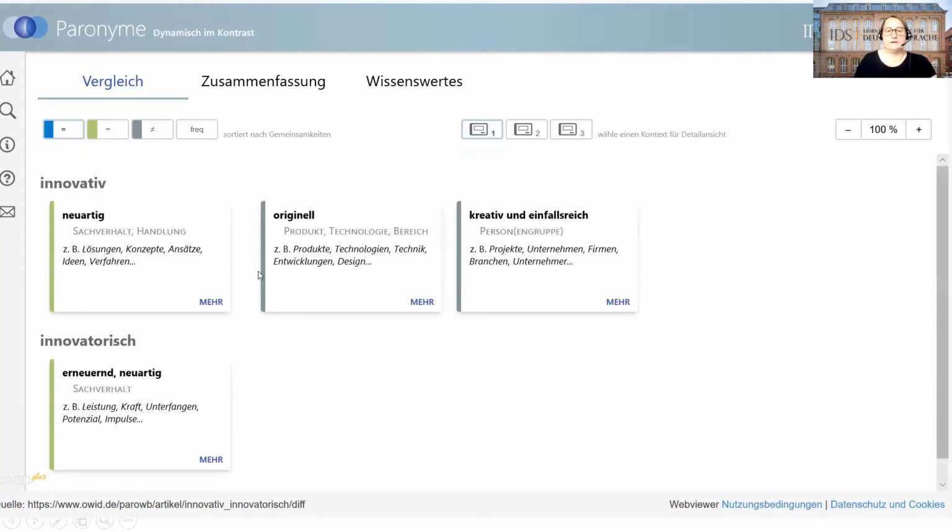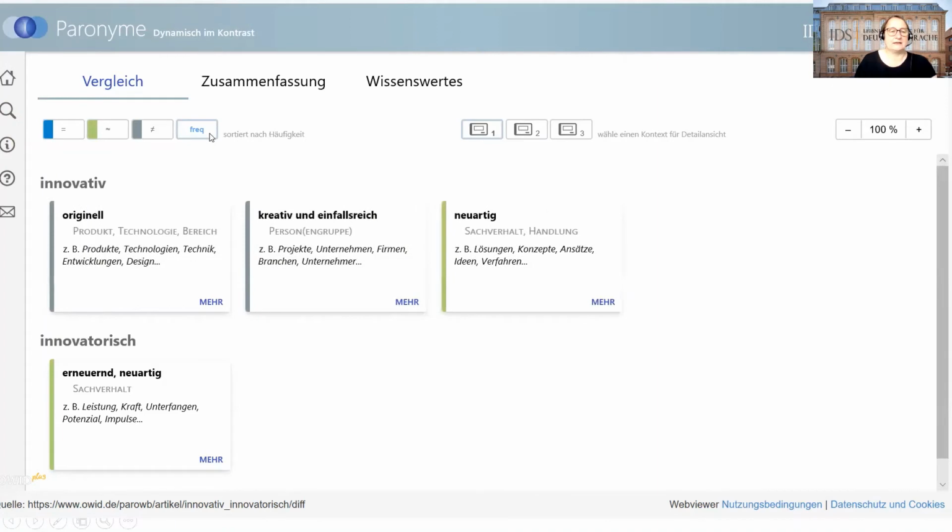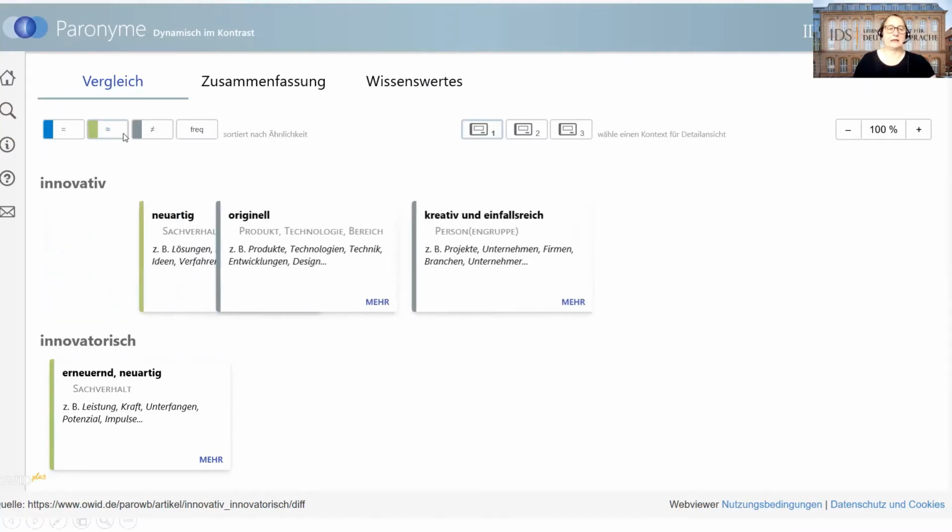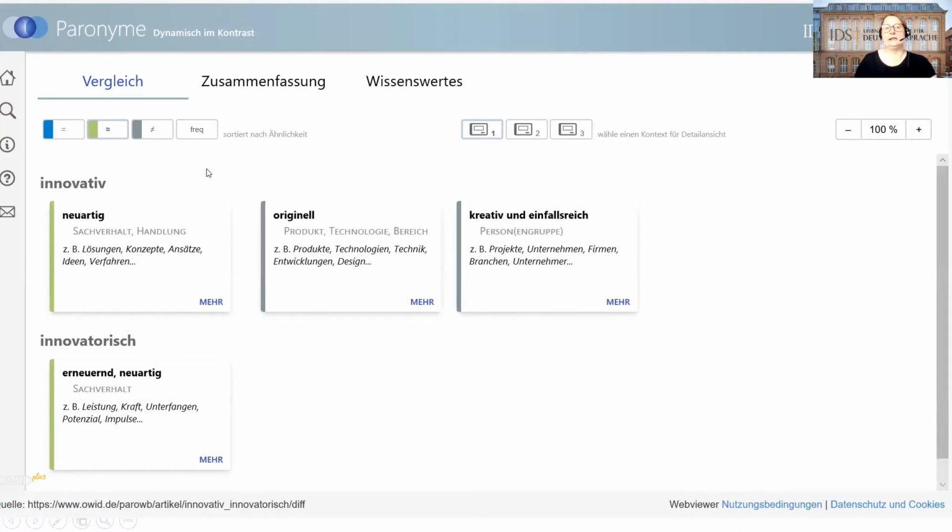So for example, if you're interested in the frequency of the individual senses, you can arrange them by using the top left menu, and then all the contextual uses are arranged by falling frequency, for example. Let's have a closer look at one tile. In each tile, you find a short definition in form of a synonym. You find a reference or a domain, and you find up to 5 collocates illustrating the domain and the reference.